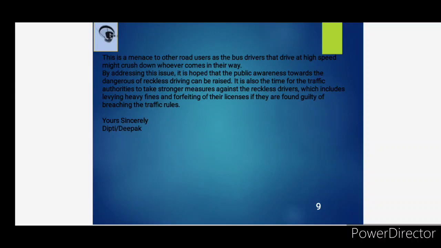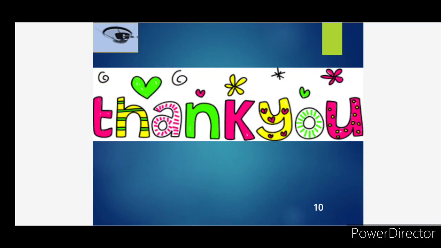So children, the format is very important. Please keep the format in mind while writing any letter or whatever you are writing. The format is very important. Otherwise, marks will be deducted.